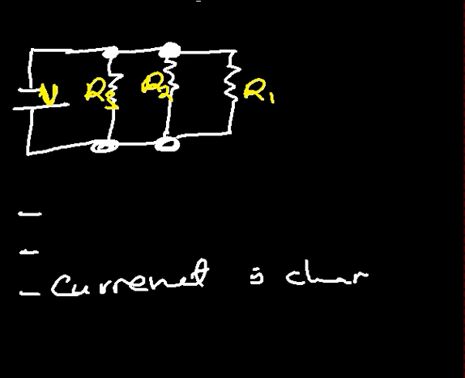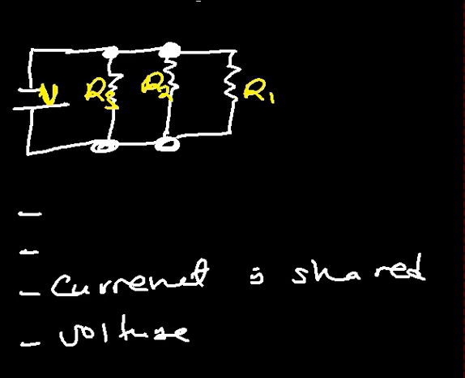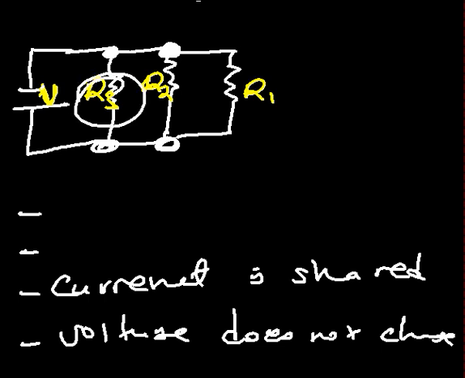So the current is shared. And you also have to understand that the voltage remains the same. So the voltage does not change. These are the principles behind the parallel circuit. Which means the voltage from the battery at each and every component remains the same. At this point the voltage is the same, at this point the voltage is the same, and also at this point the voltage is the same. What is only being shared is the current.